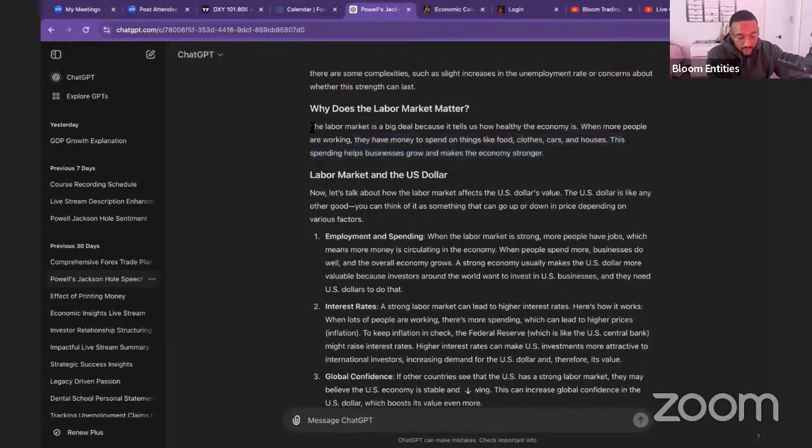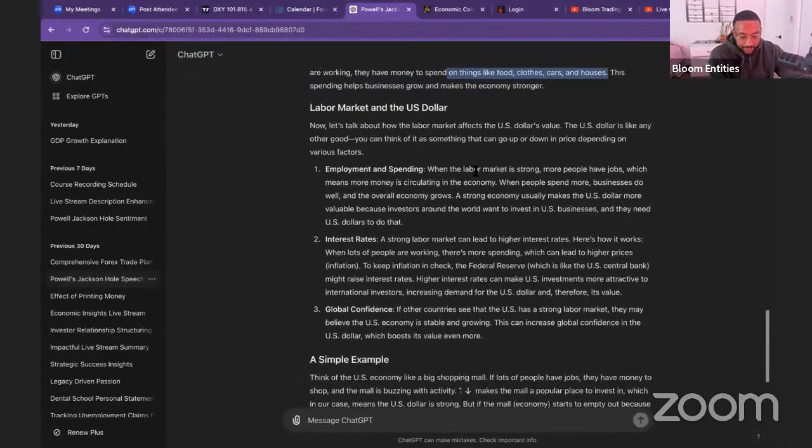And so this part here: the labor market is a big deal because it tells us how healthy the economy is. When more people are working, they have more money to spend, which means more people are earning. So manufacturers of food and clothes, retail, cars, houses, people selling that stuff are making more money if people are making more money. This helps businesses grow and makes the economy stronger.